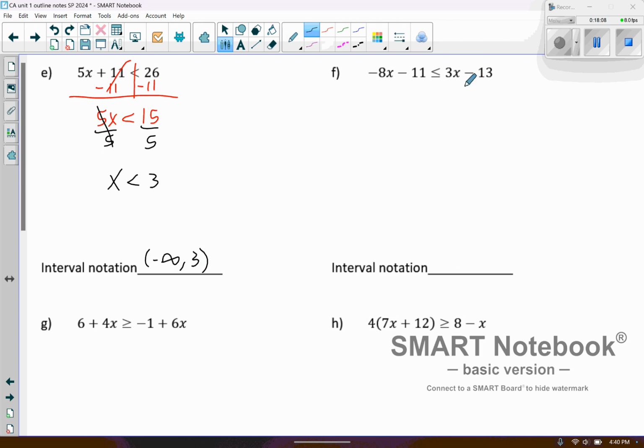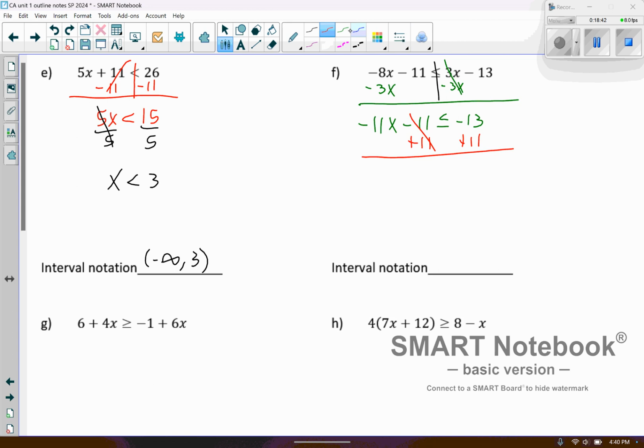Okay, on F, there's a couple of different ways you can approach this. We could either add 8x to both sides, or we could subtract 3x from both sides. It doesn't really matter. I'm going to go ahead and just subtract 3x from both sides. And so that will give me -11x in total on the left, minus 11, less than or equal to -13, because that cancels out. Then I'm going to add, I'm sorry, not 13. I'm going to add 11 to both sides.